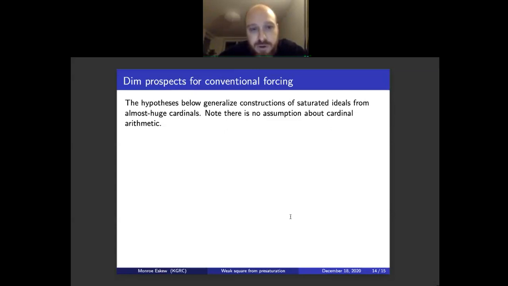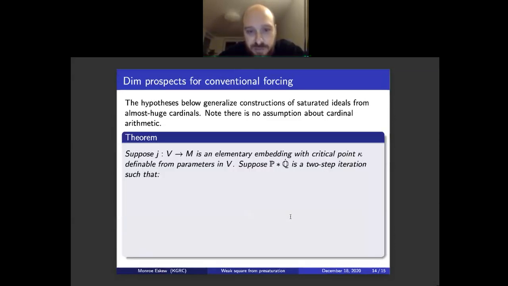Okay, so to get presaturated ideals on omega 1, we have many methods. But on omega 2, currently, we have to use a class of constructions that use very large cardinals, almost huge cardinals. And so this is a kind of abstraction of those constructions, but trying to say as little information about them as possible.